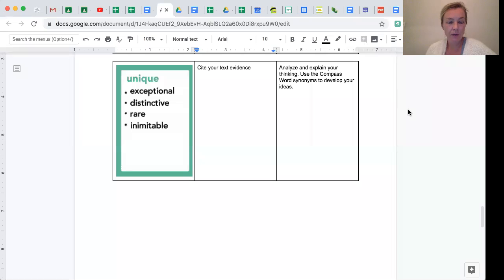Okay, now we're ready to move on. Do the same thing with the word unique. The word unique meaning exceptional, distinctive, rare, one of a kind. You're finding those short excerpts, even just a few words, a phrase, one concise sentence as your text evidence. Several is best, and then discussing with your group, explaining your thinking, using the compass word and synonyms to develop your ideas.